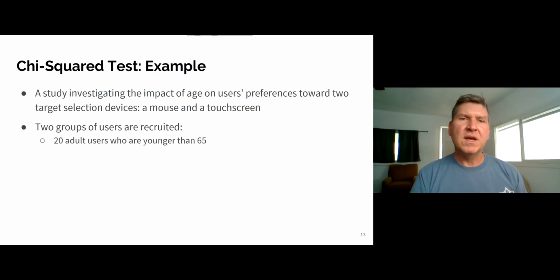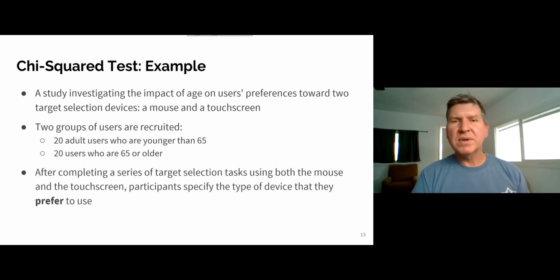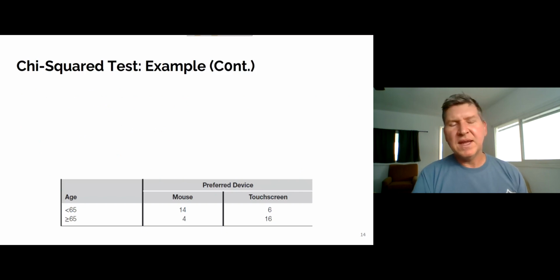20 adult users who are younger than 65 and 20 adult users who are 65 and older. After completing a set of target selection tasks using both the mouse and the touchscreen, the participants specify the type of device they prefer to use. So here might be a chart that results. We have age along the left margin, where we have less than 65 and 65 and older. And you can see here that the preferred device differed between these two groups.